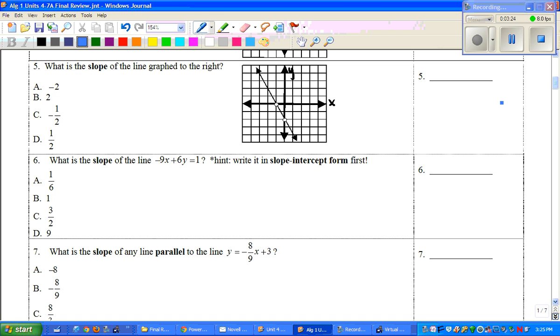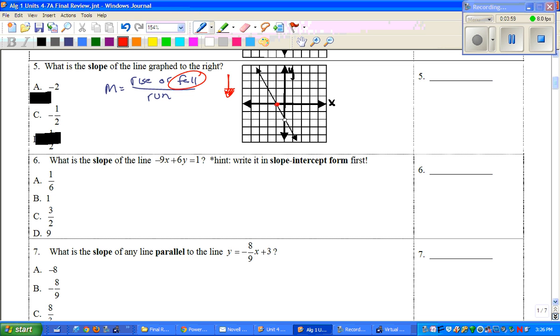Okay, number 5. What is the slope of the line graphed to the right? Okay, so just remember that slope is rise or fall over the run. Right away, this graph is falling. It's negative. Get rid of your answers that aren't negative, okay?